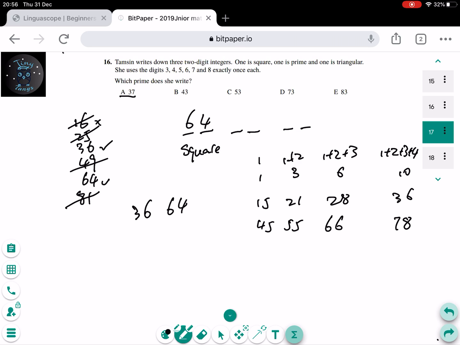So those are the numbers, and these won't work, of course, because they're single digits, and 10 won't work because there isn't a 1 or a 0, and so won't 15 and 21. 28 won't because there isn't a 2. 36 might work. 45 might work. 55 won't work, in fact, because it repeats the 5, and 66 won't work too. 78 might work.